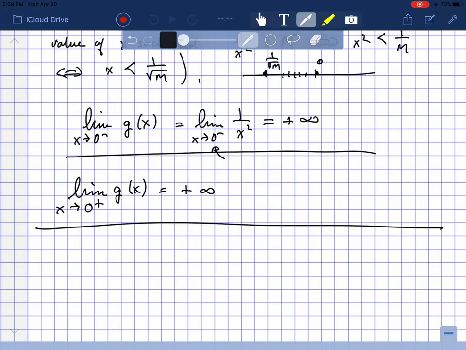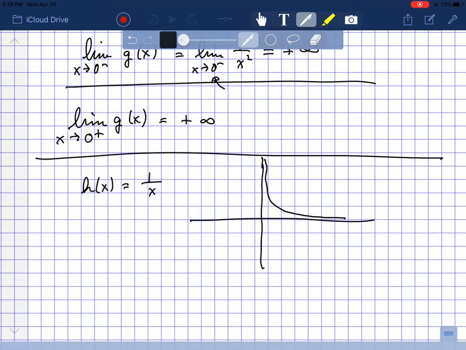Now, we can look at the following. Let's call it h of x equal to 1 over x. In this case, what do we know? We know that we have a vertical asymptote in the positive x direction for values of x greater than 0. And for values of x less than 0, 1 over x is going to be negative. And so our graph is going to have an asymptote along the y-axis. I think, did I say the x-axis? I meant to say the y-axis.